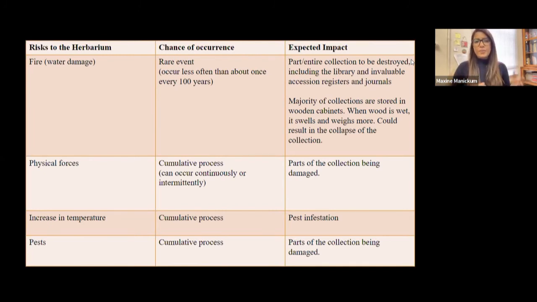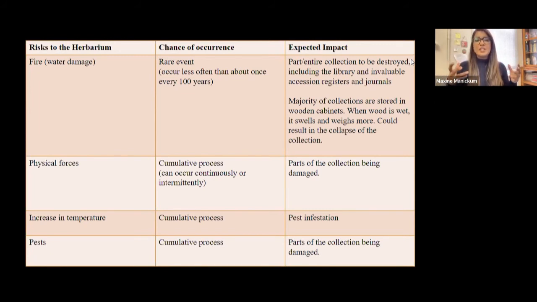Increase in temperature. Generally, herbaria have to be kept at a constant temperature. Now, the KZN herbarium gets extremely hot in summer and extremely cold in winter. What happens? We do have air cons, but just say the air cons don't work in summer. What will happen? That will give rise to an increase in temperature in the herbarium. With an increase in temperature in the herbarium, that is going to lead to an increase in pest infestation.